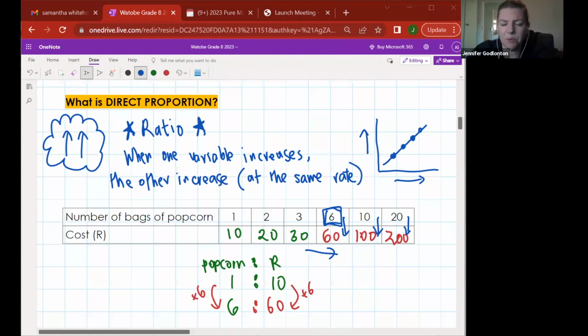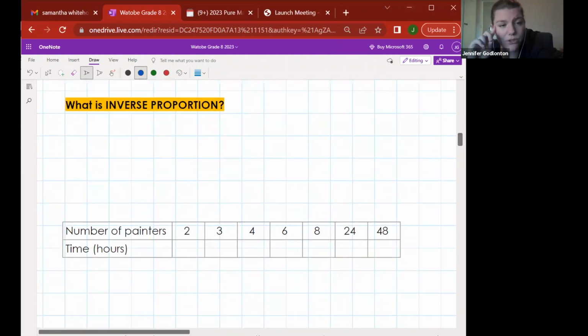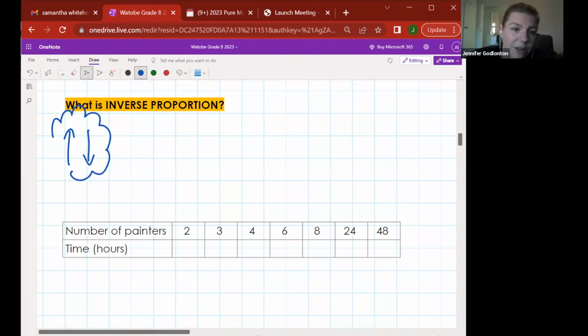So that is direct proportion. Let's jump down to some inverse, and then we will look at some questions and see how we can bring these two ideas together. So direct proportion, our brain is going to think both are going up. So both variables are increasing, and then we're going to think ratio. When we think inverse proportion, we think one variable is going up and one variable is going down.